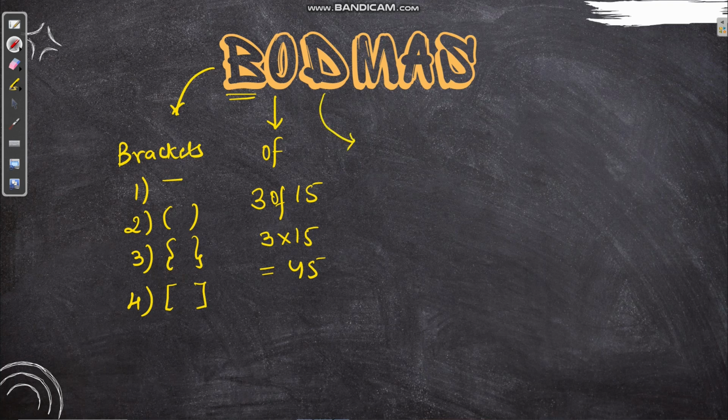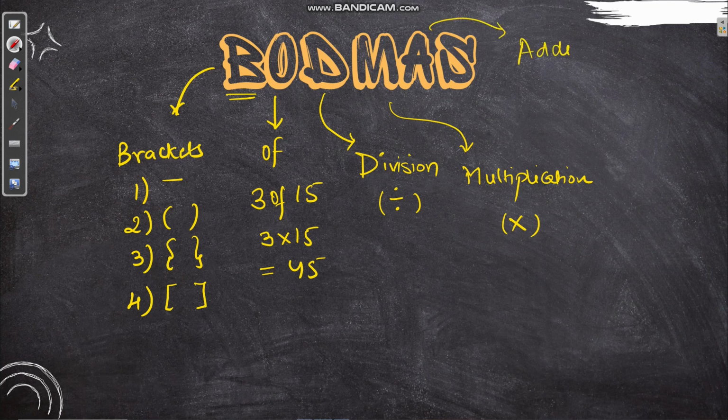After of, D stands for division. Whenever you have division, multiplication, addition and subtraction, you will always do division first. After division you will solve multiplication, followed by addition. So before subtraction you need to add, and at the last you will solve subtraction, which is minus. So the order is brackets, then of, then division and multiplication, addition and subtraction.